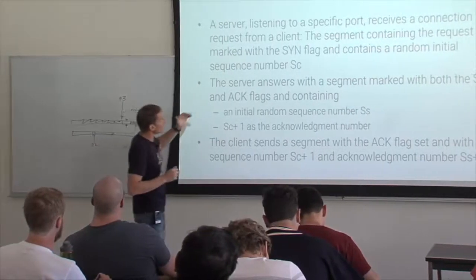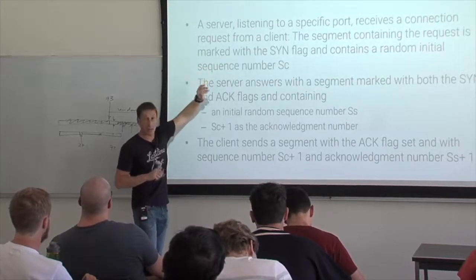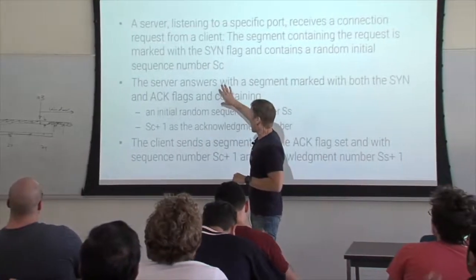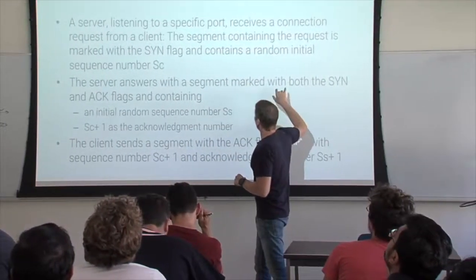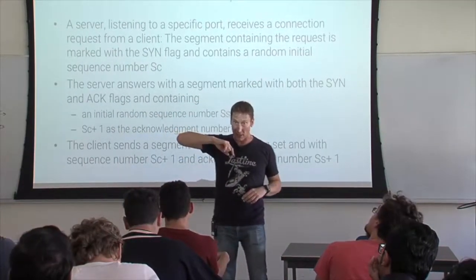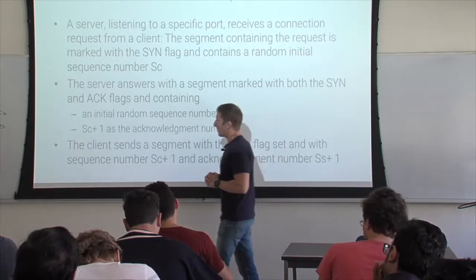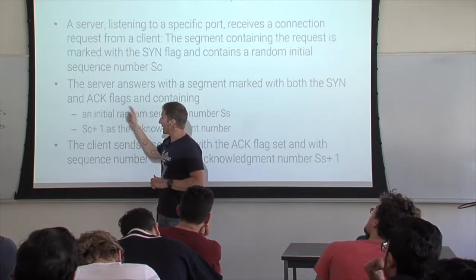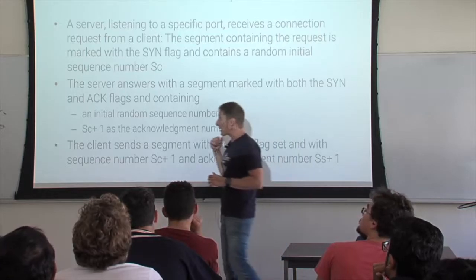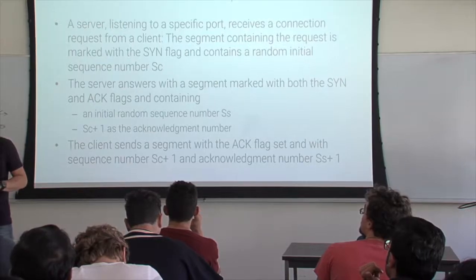And the initial packet contains a random initial sequence number called SC. Then the server answers with a segment with the ACK flag and the SYN flag set, because this is a synchronization of the acknowledgement and the sequence number. And also the server has an initial random number, let's say the sequence of the server, plus it returns in the acknowledgement number the sequence number plus 1, okay?